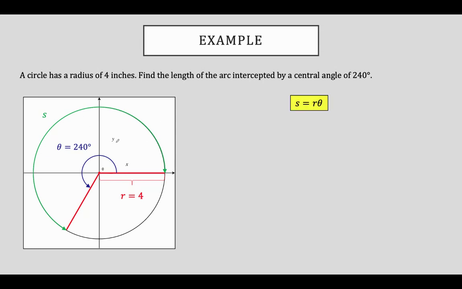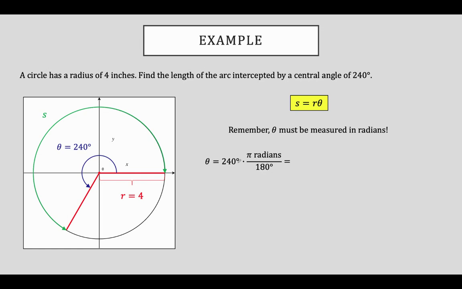Well, let's use the arc length formula. s is equal to r times theta. However, theta must be measured in radians. Don't forget that. Right now we have our angle measured in degrees. What do we need to do with that? We need to convert it to radians. So how do we convert from degrees to radians? We multiply by pi radians over 180 degrees. Remember, that was our conversion factor.